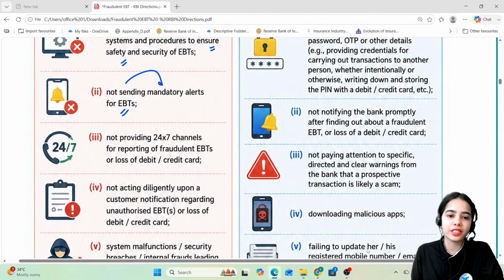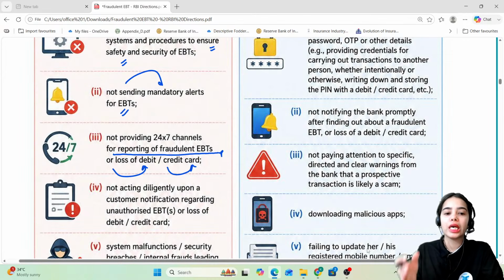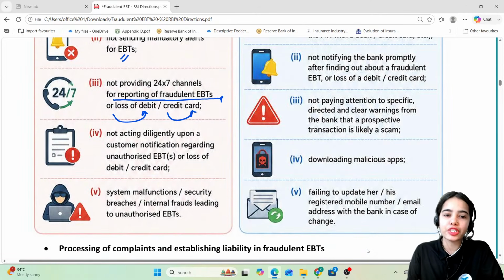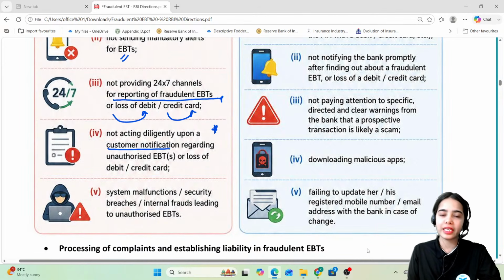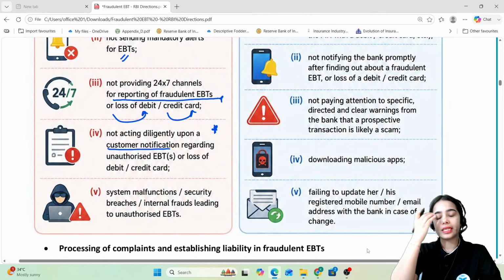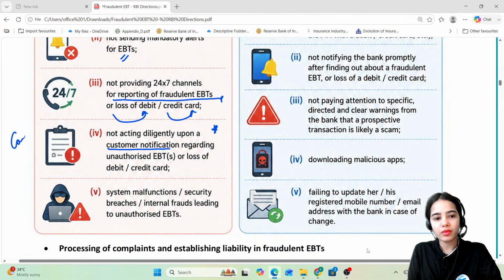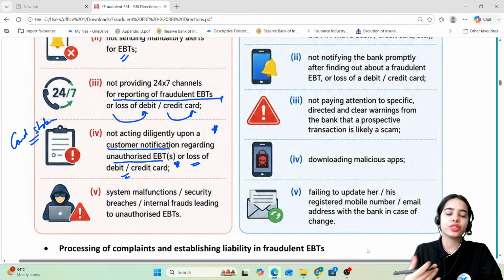not providing 24/7 channels for reporting of fraudulent electronic banking transactions or loss of debit or credit card, due to which the fraudulent transaction could not get reported in a timely manner, not acting diligently upon a customer notification. Customer has notified that the fraud has happened, but still the bank is not taking any step to block the card, or let's say the customer has notified that the card has been stolen, but still the bank is not blocking that card. So not acting diligently. If the bank is not acting diligently upon a customer notification regarding unauthorized electronic banking transaction or loss of debit or credit card, if any of these things are happening, that means these are the negligence of the bank.